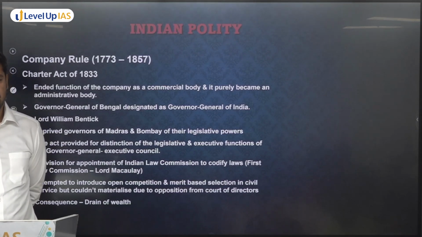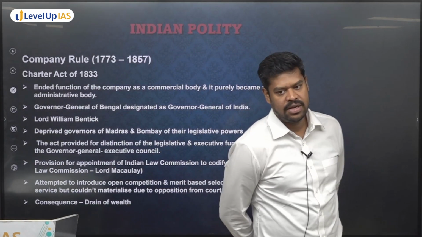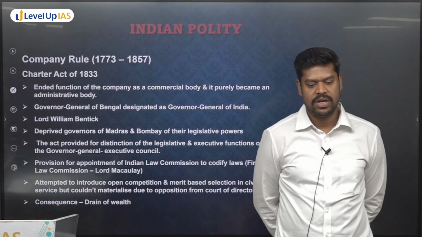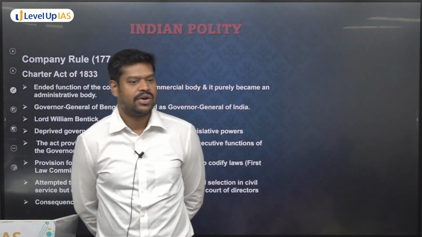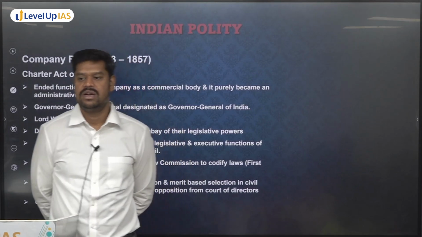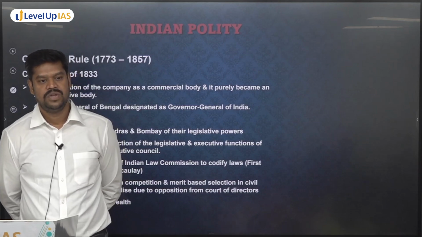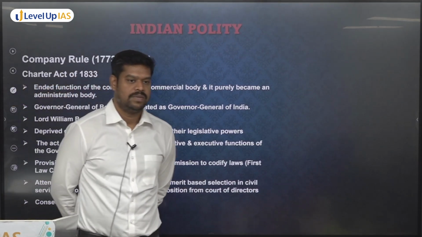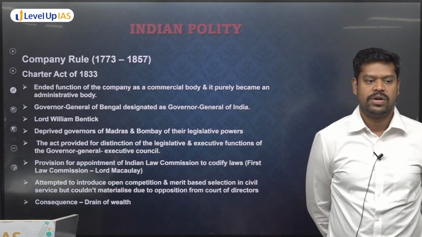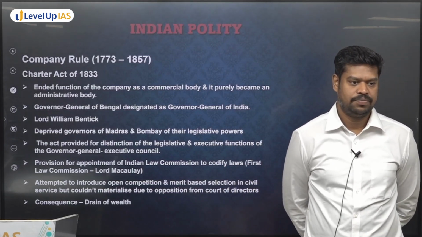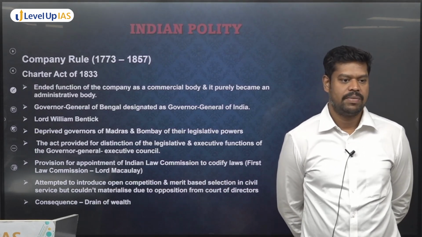But one major change that has happened is, till 1833, the East India Company was both a commercial body as well as a political authority. The Charter Act of 1833 reduced the East India Company purely to a political authority. It is no longer a commercial authority. So henceforth, what would be the role of the East India Company? It is only carrying out administration in India, only to collect the revenue, only to provide civil justice, and also to maintain the army. Nothing more than that.